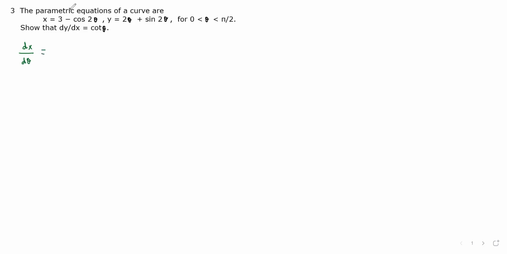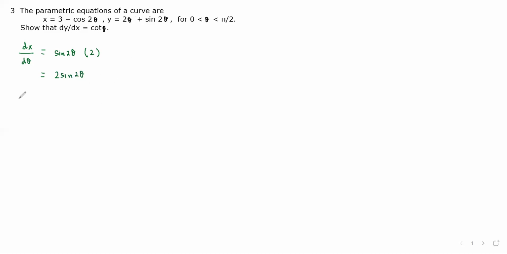For dx/d theta, we just differentiate 3 minus cos 2 theta with respect to theta. When we differentiate cos theta, we get negative sine. So that negative is gone. We have sine 2 theta, and then you need to differentiate the inner function, which is 2 theta. That gives you a value of 2. So dx/d theta is 2 sine 2 theta.